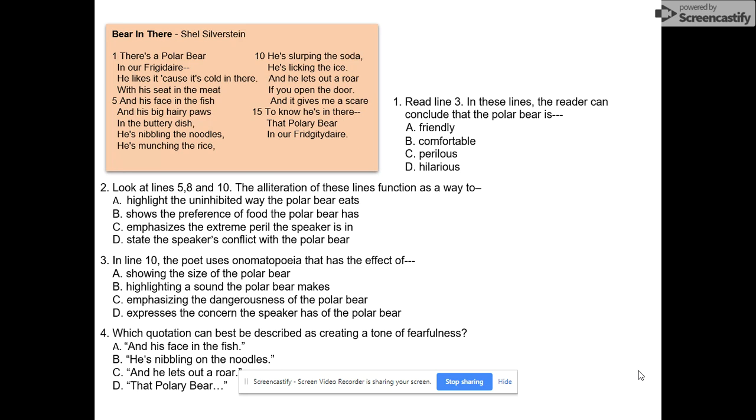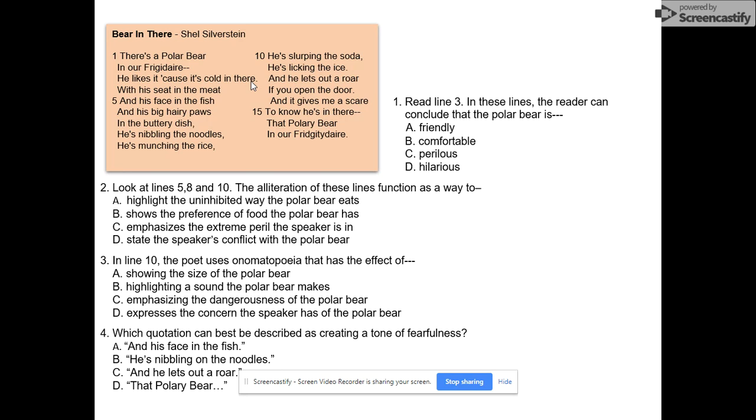Question number 1 says, read line 3. So I'm going to jump over to line 3, and it says, he likes it 'cause it's cold in there. Well, what can we understand about the polar bear? What can the reader conclude about the polar bear in this line? Is it A, that the polar bear is friendly, B, that the polar bear is comfortable, C, the polar bear is perilous or dangerous, or D, the polar bear is hilarious?